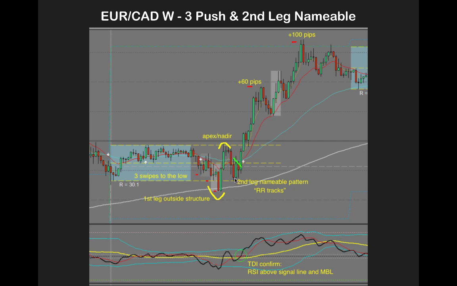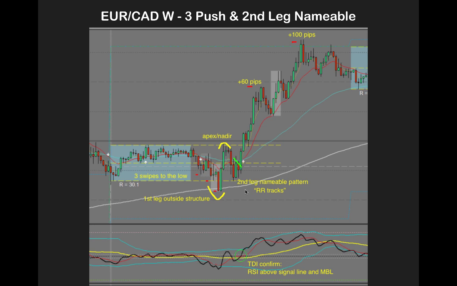Okay, and now here for this particular example, we have a nameable candlestick pattern, which are railroad tracks. Okay, so you have a second leg nameable pattern. You take your entry there. Okay, your stop loss goes below the low of the day. Okay, down here, and then that's your entry. Okay, we have a TDI confirmation here. All right, you have the RSI crossing above the signal line, okay, and above the market baseline, which is this bold yellow line here. All right, and second leg nameable pattern with a candlestick close above the 13 EMA.